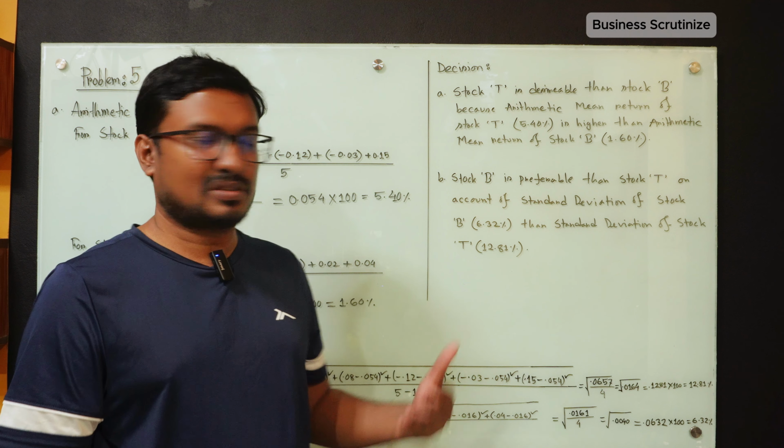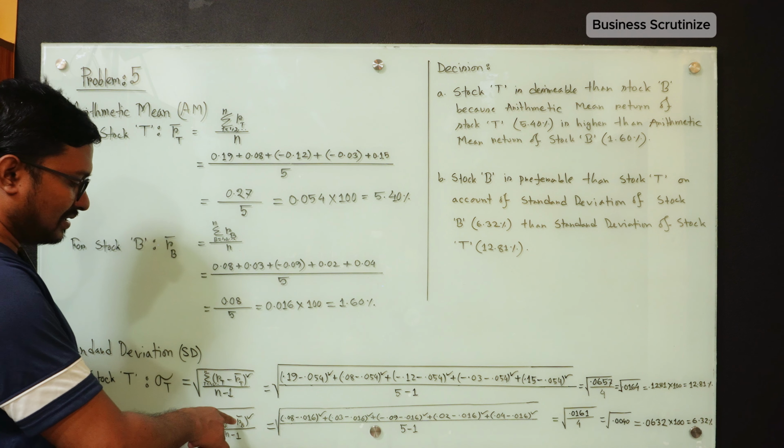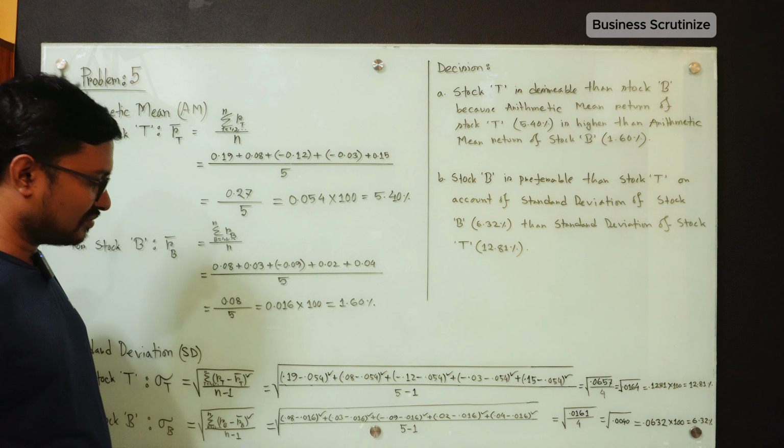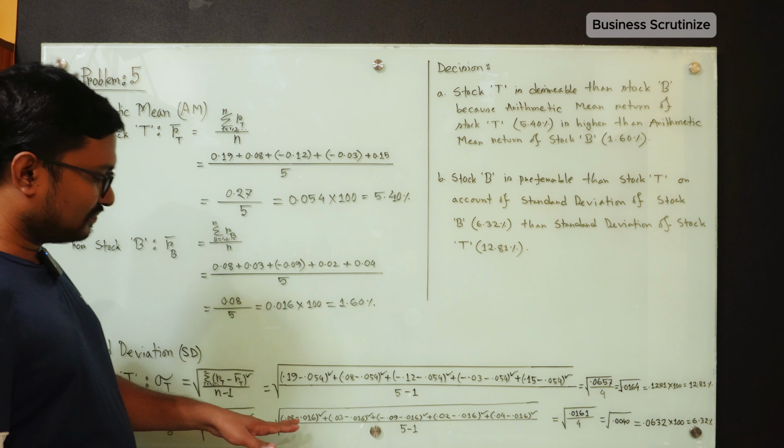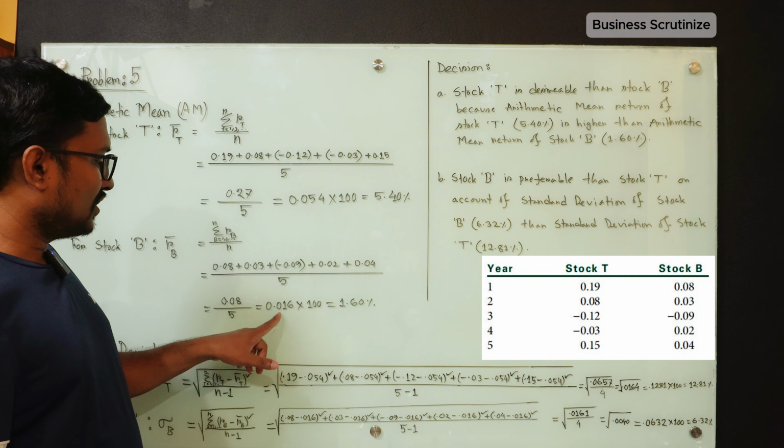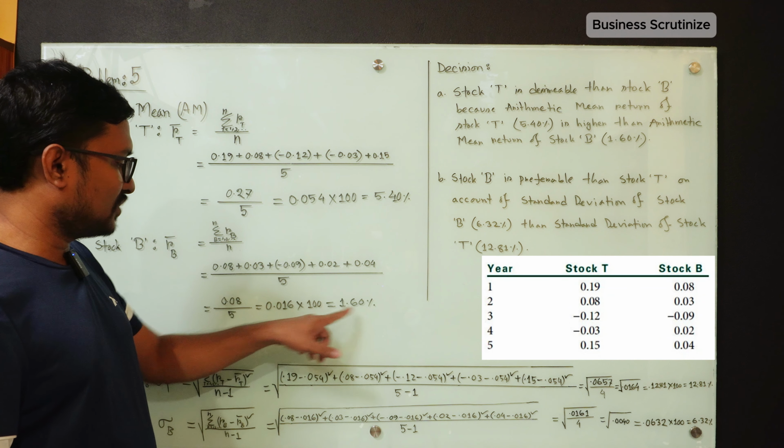In this similar way we have to compute the standard deviation for stock B. There you can see the same formula, just with B written symbolically for stock B. So sigma B is the root of the sum of RB minus R bar B whole square divided by n minus 1. Similar again. So now we just input the data of stock B. The first year's stock return is 0.08, so we write 0.08 minus the average return or mean return of stock B, which is 0.016, I mean 1.6%.